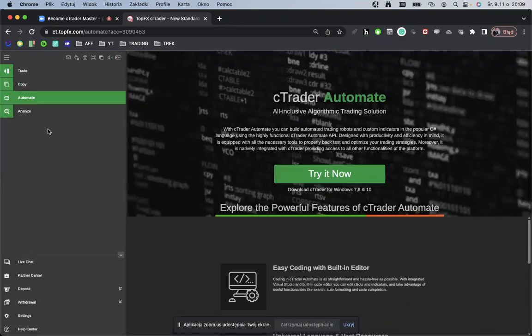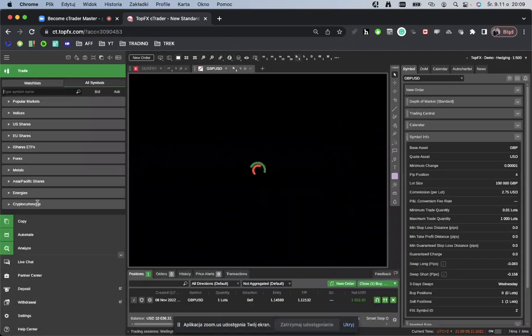Then there is cTrader Automate, the all-inclusive algorithmic trading solution for all of you who like to trade using bots, using expert advisors, and other stuff like this. And you got, of course, the live chat, partner cabinet, the deposit and withdrawal section, settings, and the help center. But we will focus on trade, as you can see here.